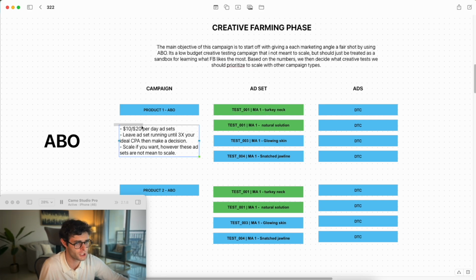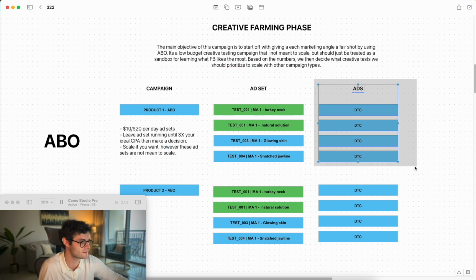So you can run $10, $20 per day. It's also depending on your AOV. Maybe if you have $100, $150, $200 AOV, 30, 40, $50 a day is going to be ideal. Leave the ads running for three times your ideal cost per acquisition. So if your ideal cost per acquisition is $30, leave it at least at 90, 100, 120, and then you can make your decisions. That's what I would recommend, okay?